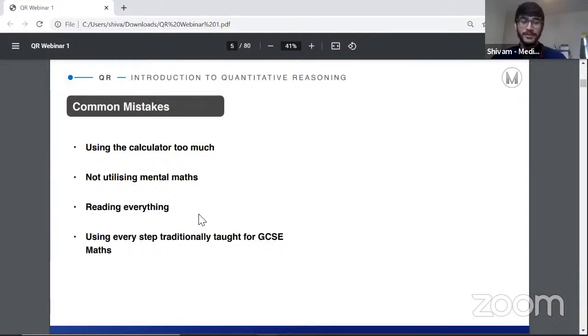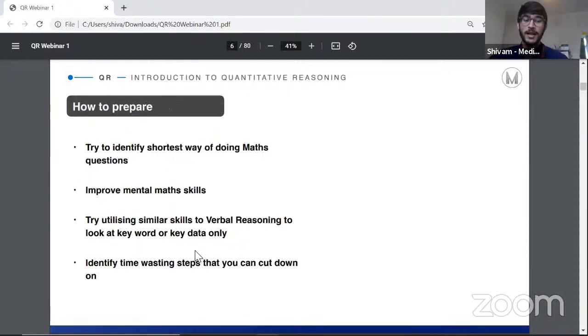It's multiple choice questions. So make sure that you don't fall into this trap of going through things step by step in that traditional GCSE maths type of route. The UCAT is all about skipping these steps and going through them very, very quickly. And again, another thing is try and identify the shortest way. That links in with that previous comment that I made. Try and think about how you can skip these steps and find the shortest way possible.